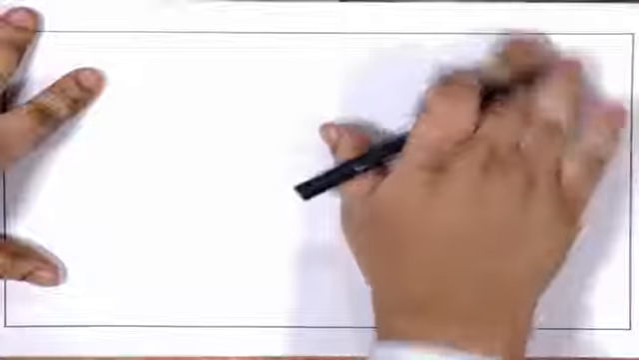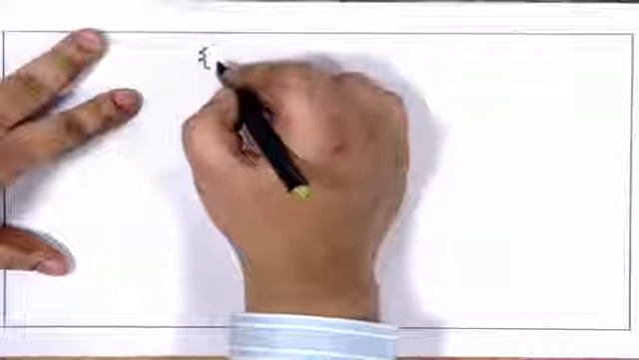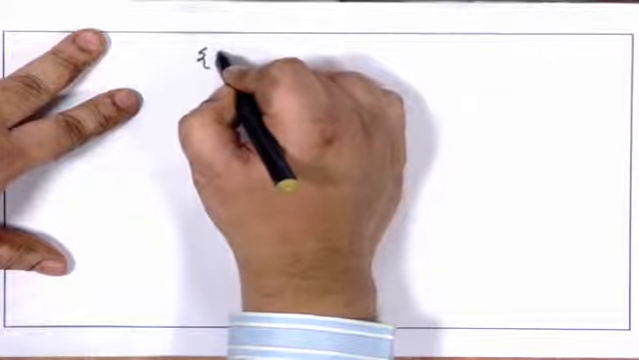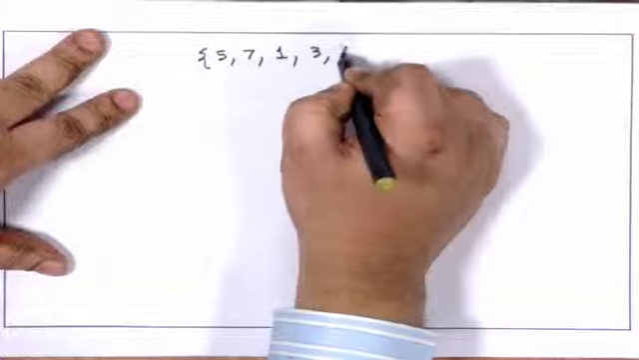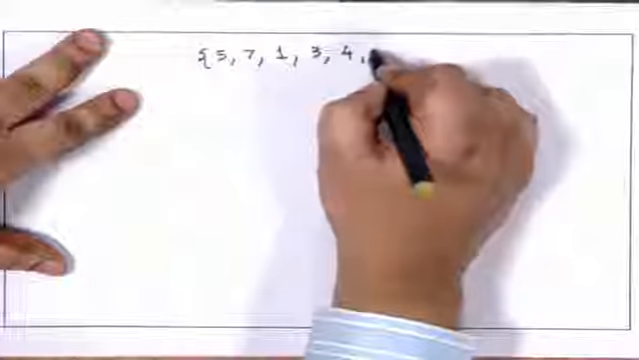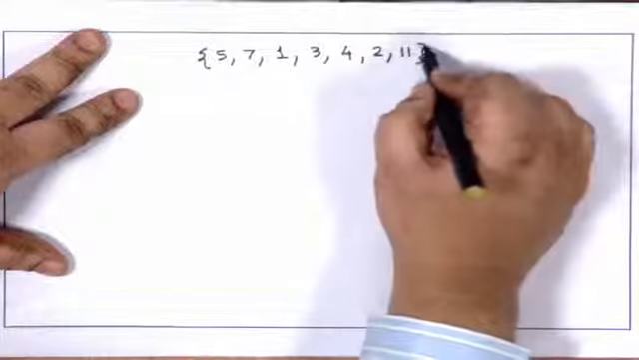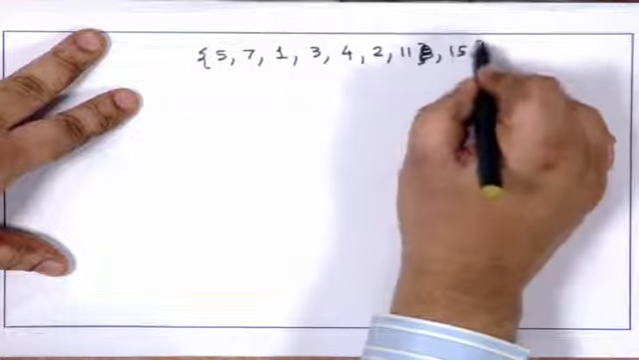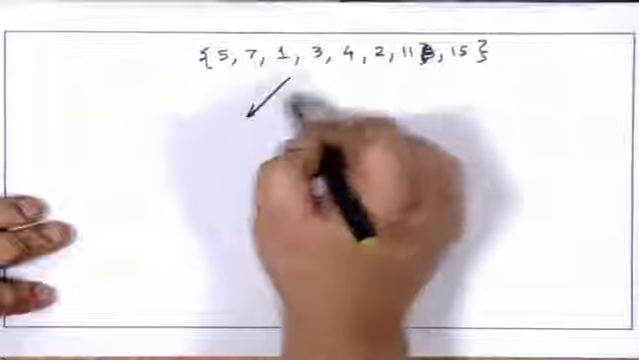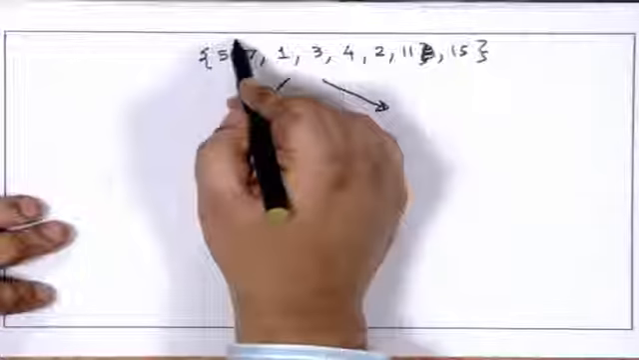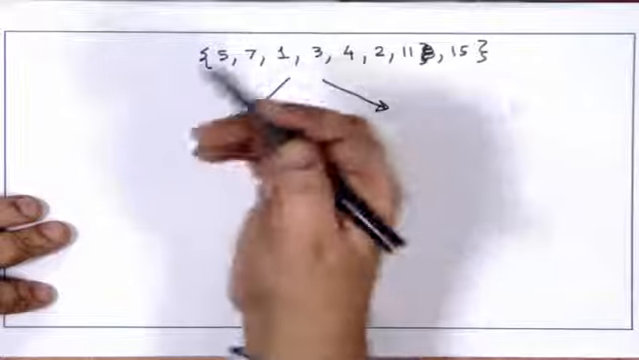So, let us take a set of 8 elements: 5, 7, 1, 3, 4, 2, 11, 15. This is a set of 8 elements. Now, we could split it in many ways. We could split it as 1 and n minus 1, 2 and n minus 2, in the middle, wherever we could split it.